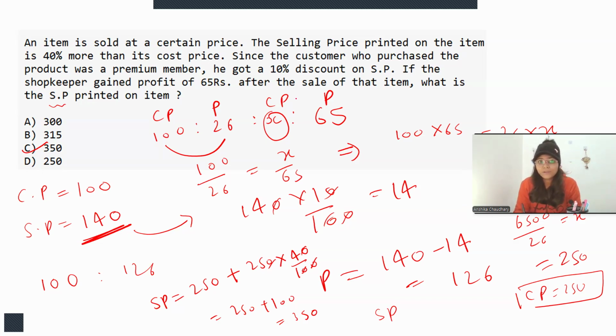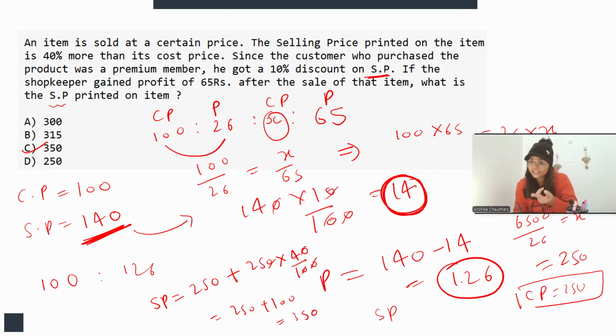Now, since the customer who purchased the product was a premium member, we gave an extra discount. That means on SP, we gave 10% extra discount. So what was the SP? 140. Now 10% of 140 will become 14. Now, how much have we given? That means 14 rupees is the discount, right? 10% is the discount, and in rupee terms it is 14 rupees, right? So we will subtract that to find out what profit we have earned. So 126 was the selling price for that customer.